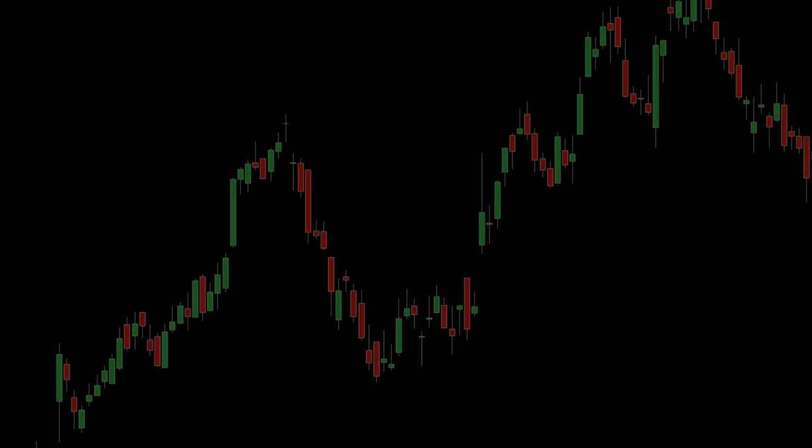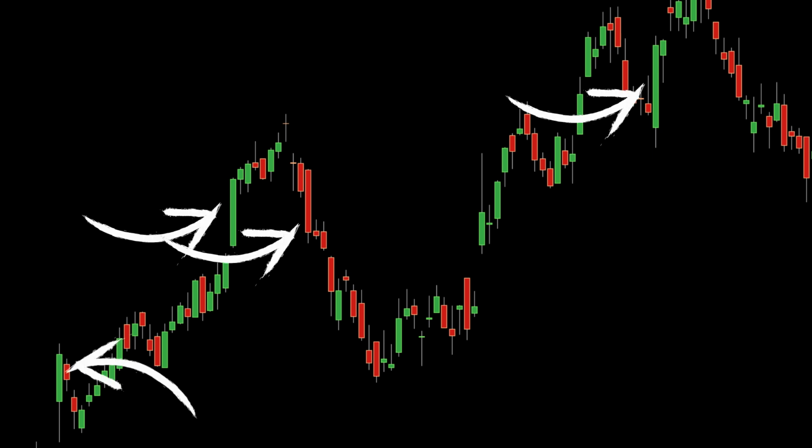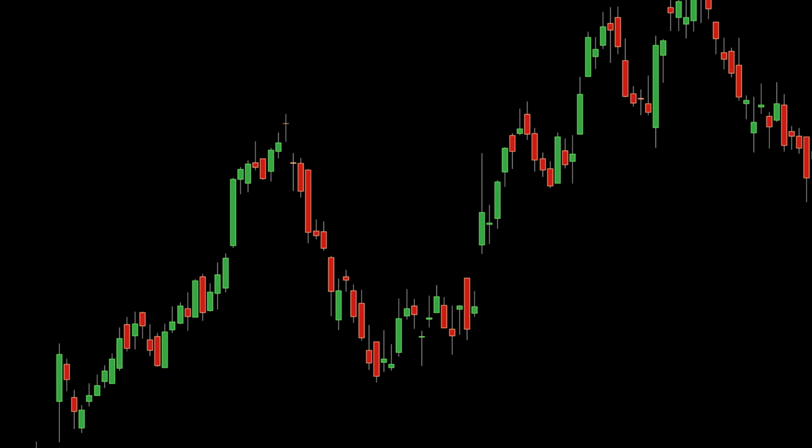Now, you see these candles with bodies that take up at least half of the entire candle's range. Well, these are trend candles. And what they suggest is a strong move in the direction of the candle. And a series of these kinds of candles just confirms that momentum.